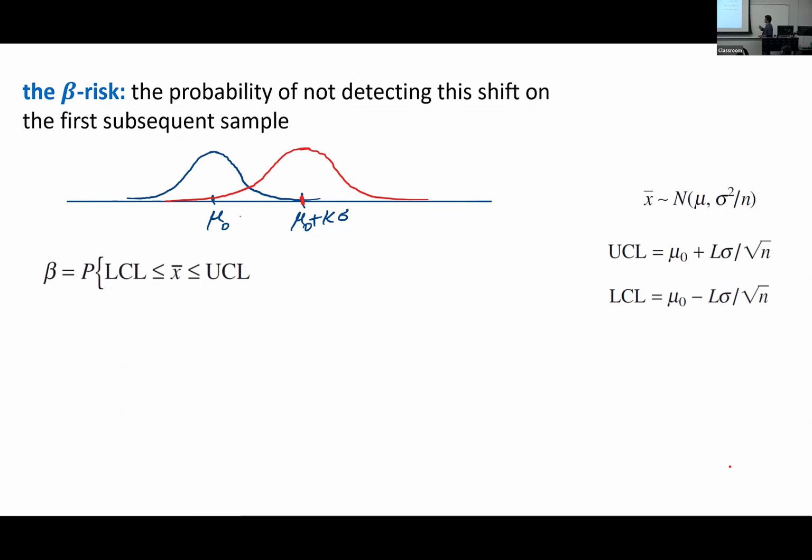So beta is the probability that the average falls within these limits. I saw that in the previous slide. Given that mu has actually changed to some mu1, which is the previous mu plus some changes, some increase or decrease.